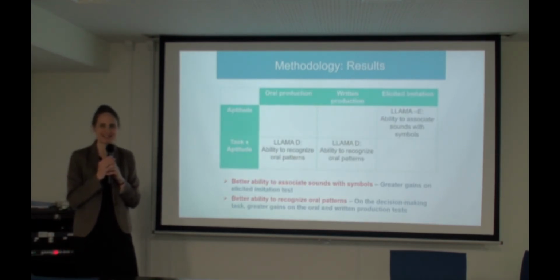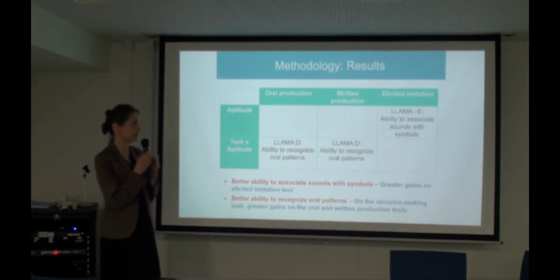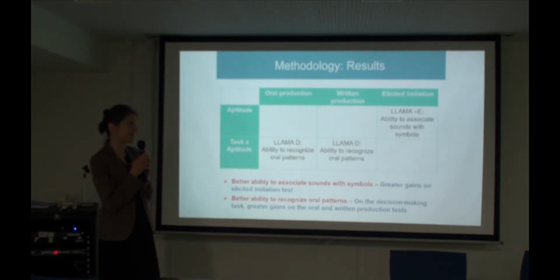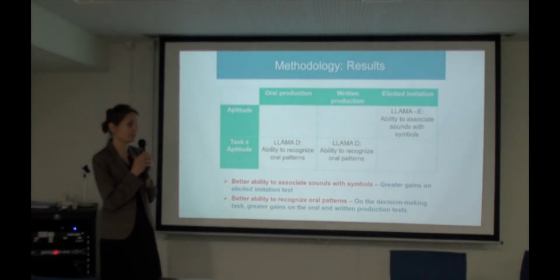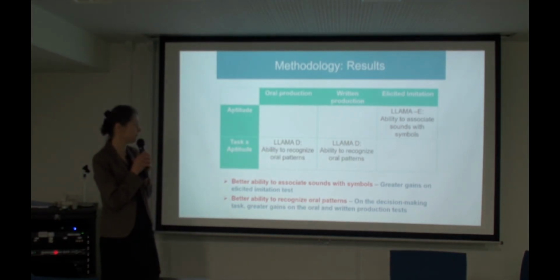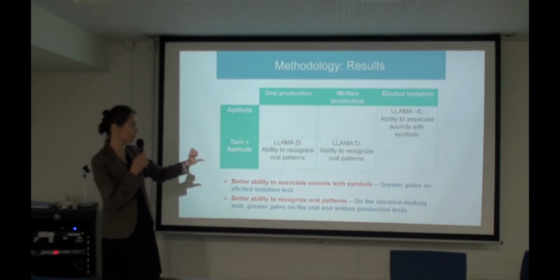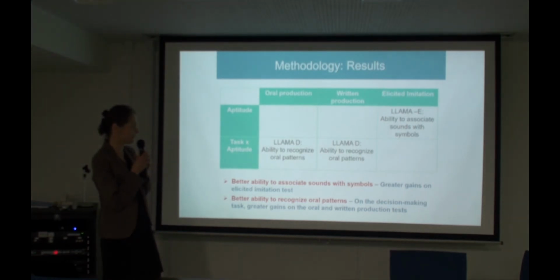And we had some complex findings. What we found was that when it comes to aptitude and the LAMA-E component, again associated with the ability to link sounds and symbols, we had a relationship on the elicited imitation test, only one of the tests. And when it comes to LAMA-D, the ability to recognize oral patterns, we found that the relationship between aptitude and second language development, when it comes to task complexity, did make a difference depending on what sort of aptitude learners had.